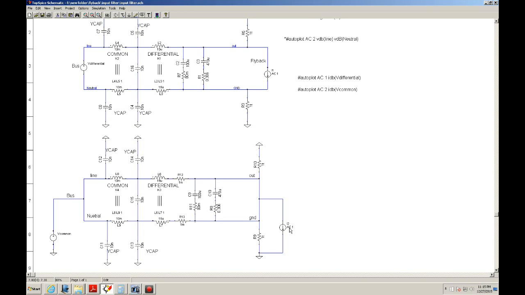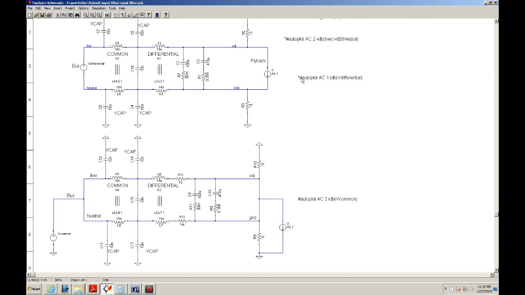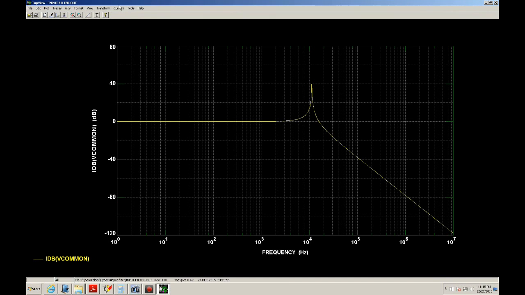Here I added the AC 1, that's the magnitude of 1. And then to plot what the common mode will be, let me uncomment this. To uncomment the differential, I'll put a little star, and what I want to do is plot just the current that is going through here. So go ahead and run, and there you go.